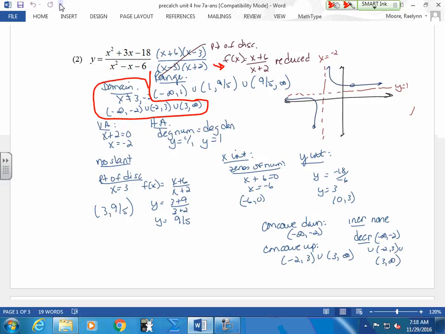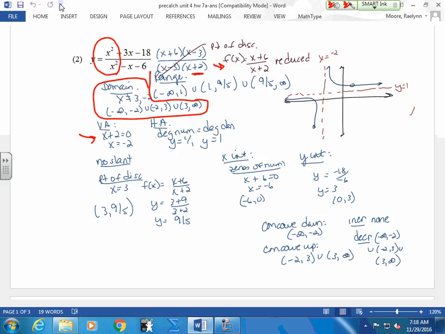Okay? Your vertical asymptote is what's left in your denominator. This guy is left. There's your vertical asymptote. Your horizontal asymptote, go by your rules. The degree in the numerator is the same as the degree in the denominator. Make a ratio, 1/1. So there's no slant if there's a horizontal.